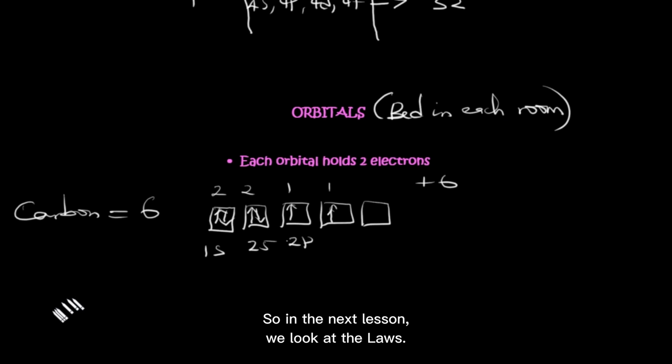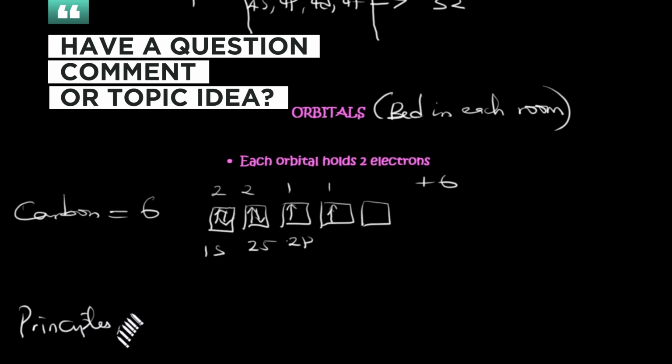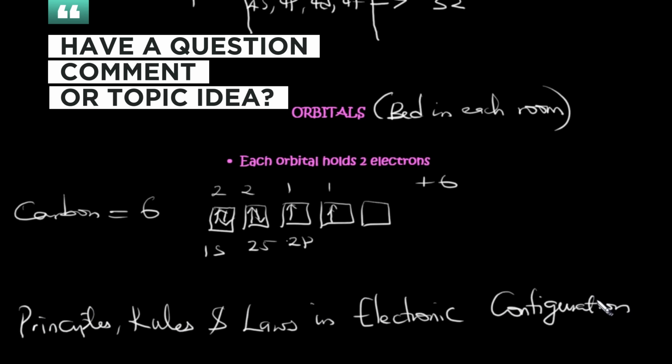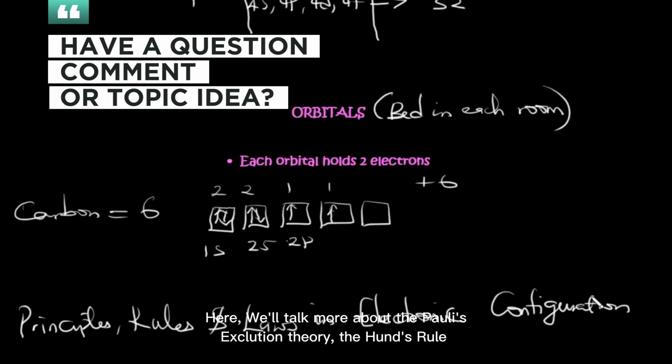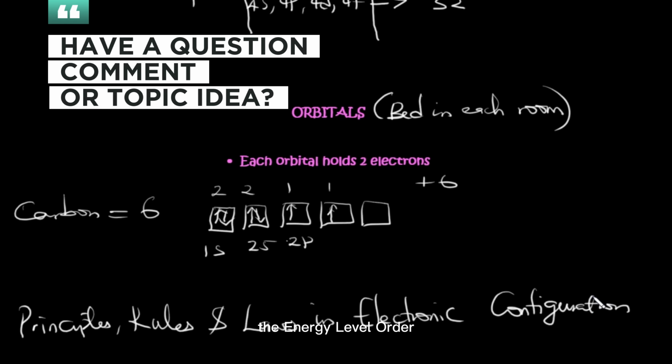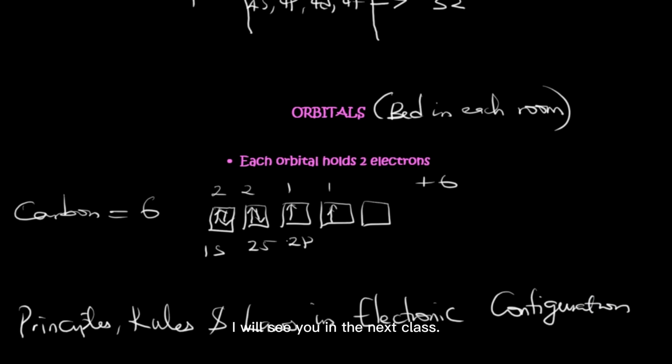So in our next lesson, we'll look at the laws. In our next lesson, we'll look at the principles. Here we'll talk more about the Pauli exclusion principle, Hund's rule, the energy level order, and the Madelung rule. I'll see you in the next class.